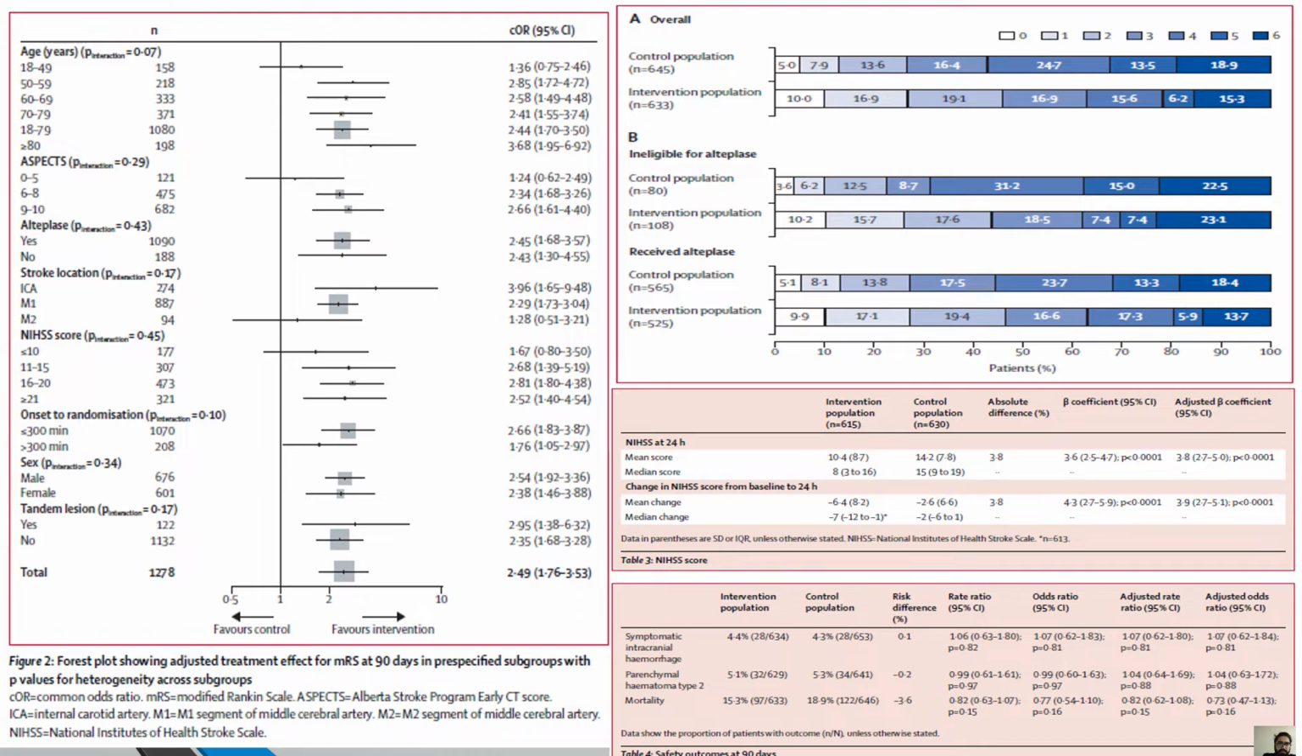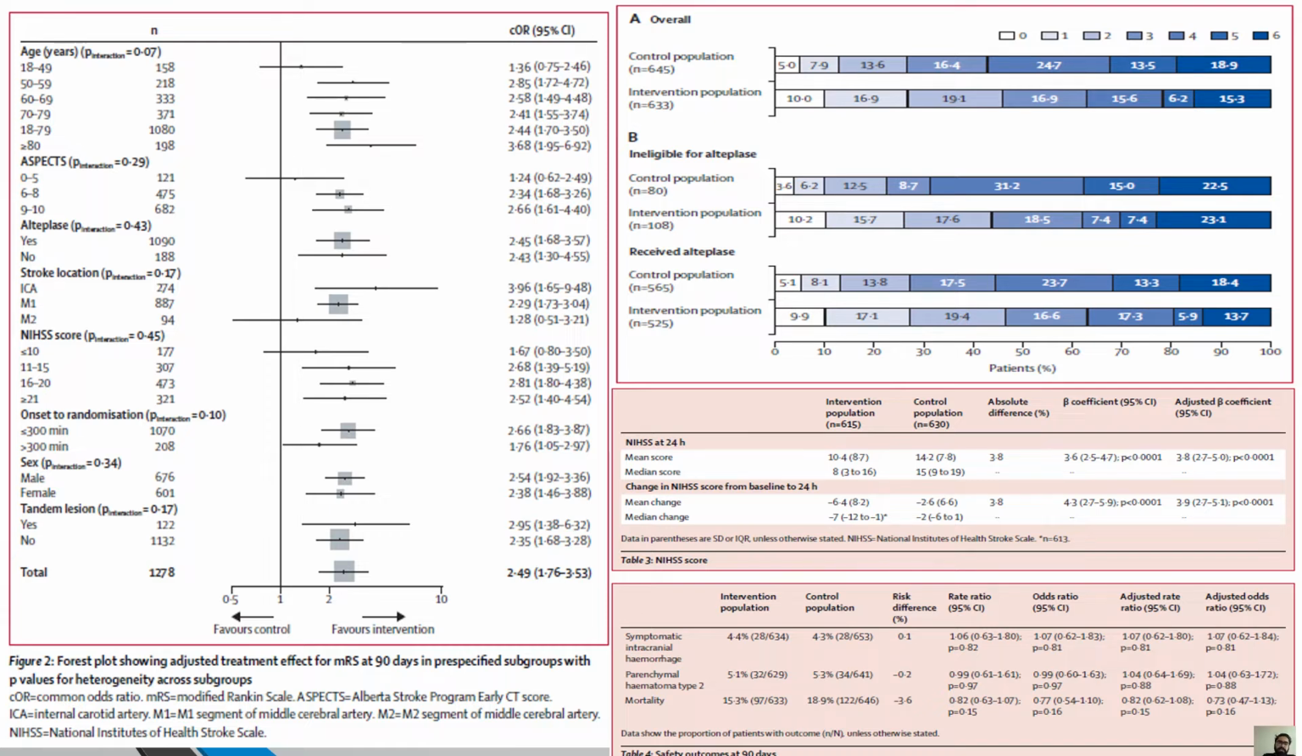And the ones who were randomly assigned less than 300 minutes or greater than 300 minutes were also having favorable outcomes in their Hermes pool. The interesting result out of this forest plot is in the aspect score group. So usually the conventional thinking over here is that people who have a better aspect score will be more suitable for getting into the thrombectomy arm.